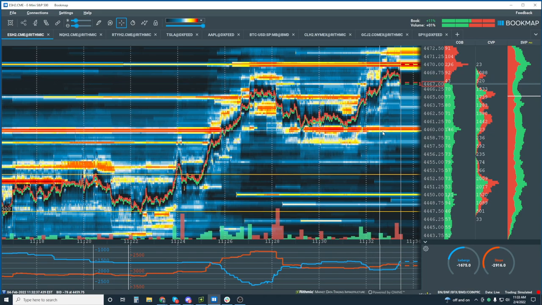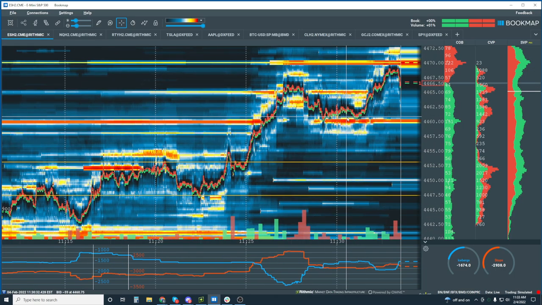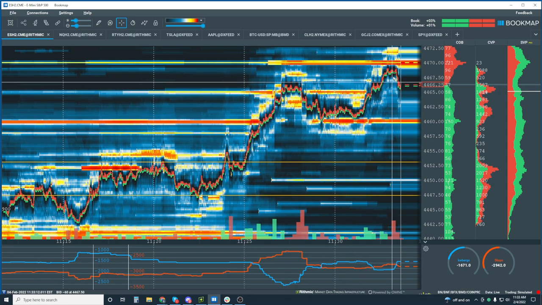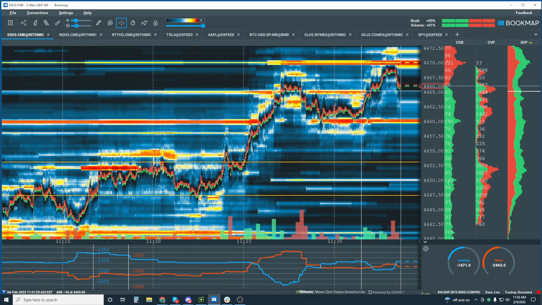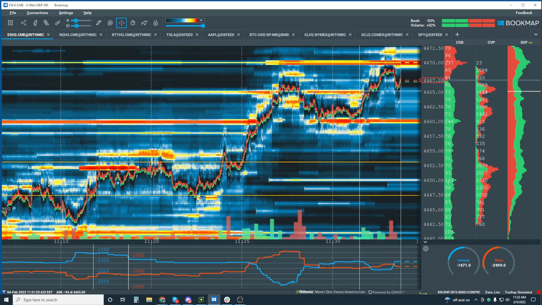Does that make sense? You guys, this is kind of a really nice edge here or feature in Bookmap of reading just the order book. A lot of other software, they don't have this. And it's just so important.